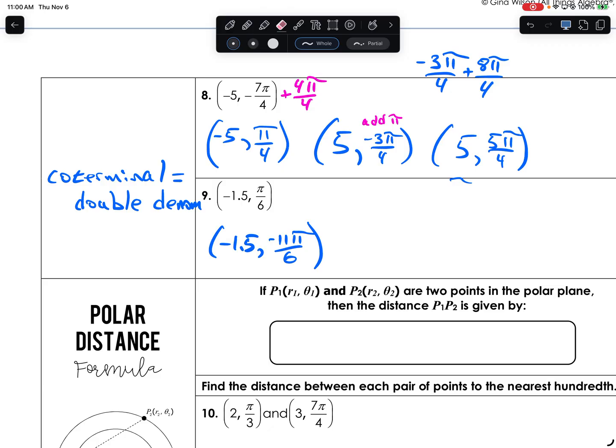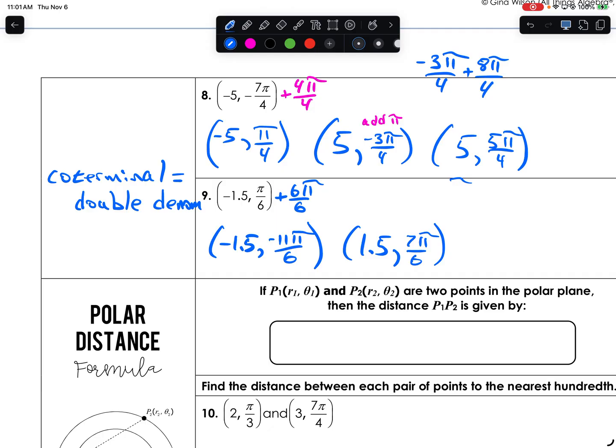Now I need to switch it to positive. When I switch to positive, I need to add pi. So if I add pi to this right here, I'm going to switch to positive, write 1.5 in the parenthesis. I'm going to add pi. So then I add 6 pi over 6. So 1 plus 6 is 7 pi over 6.